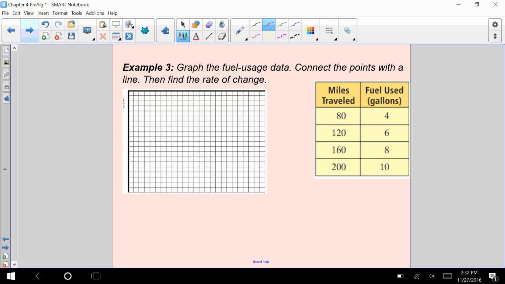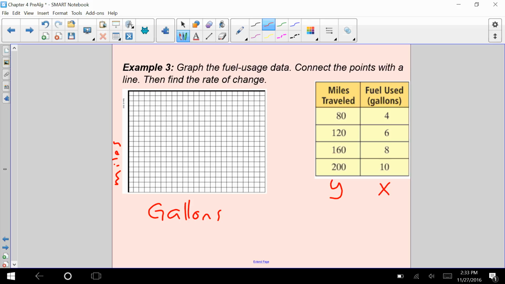All right, now let's do a slightly more tricky problem. We're going to graph fuel usage data and connect the points of the line, then find the rate of change. So I have miles traveled and gallons used. Now we have to think to ourselves, does it make more sense to say miles per gallon or gallons per mile? Well, miles per gallon makes more sense, which means our miles should be our Y's and our gallons should be our X's. So we'll put gallons at the bottom and we'll put miles up the side here.